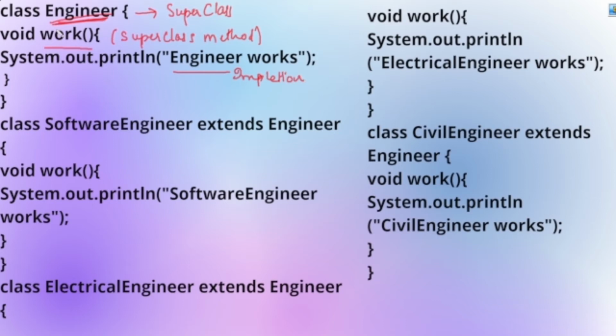If you see here, you have class Engineer, void work, System.out.println, Engineer works. Next, one subclass has been extended from the superclass, that is SoftwareEngineer. In this SoftwareEngineer, you have overridden the work method. As you can see here, the work is being overridden. The return type is also the same. So here, if you want, you can write @Override.